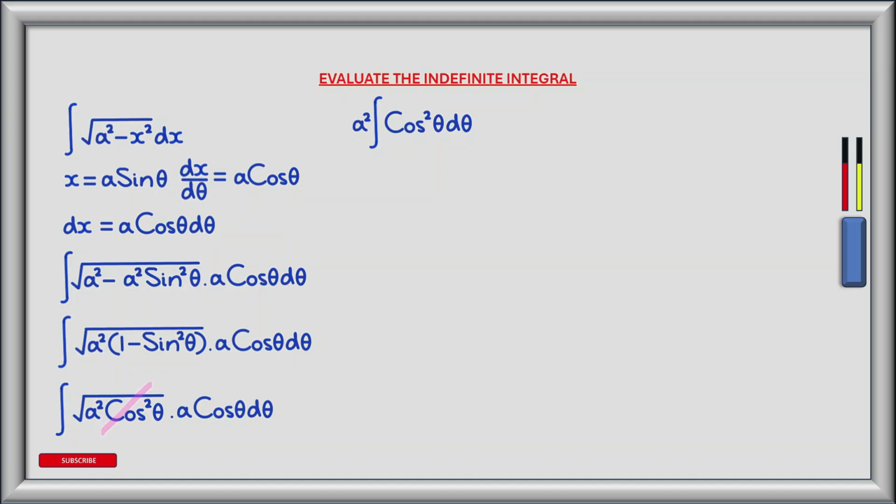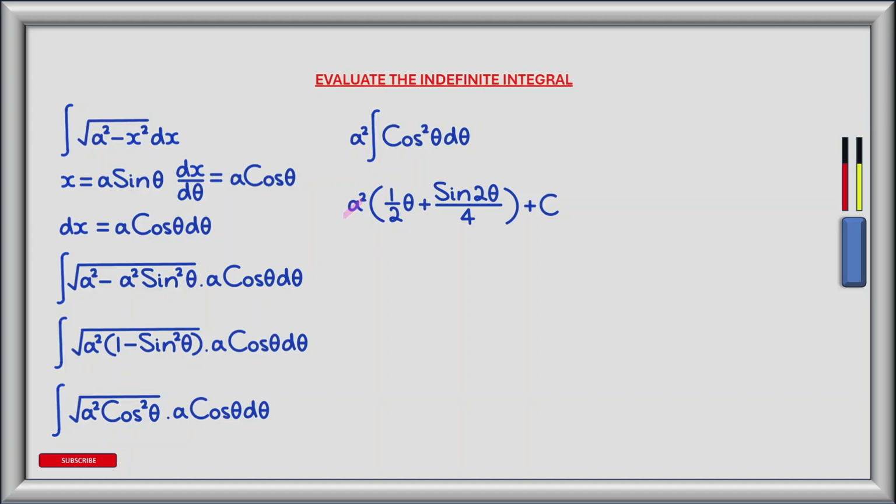So taking the square root and then multiplying by a cos θ dθ, we're left with a² multiplied by the integral of cos² θ dθ. And this evaluates to a² into the bracket of θ divided by 2 plus sin 2θ divided by 4, plus a constant of integration c.